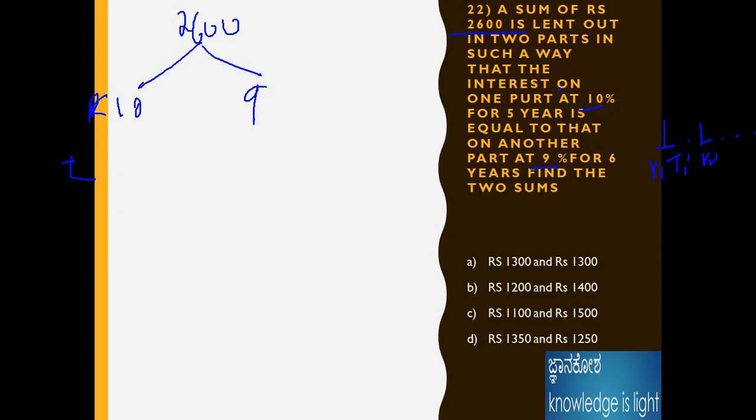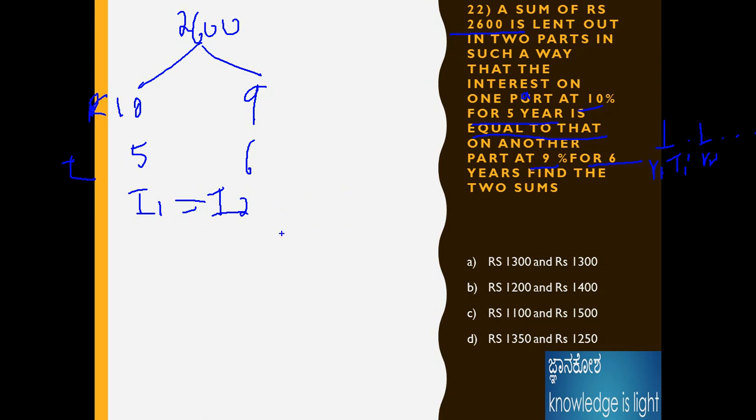And what is the time given? 10% for 5 years, as well as 9% for 6 years. One is 5, one more is 6. Therefore, the problem says to divide it into two parts in such a way that, find the two sums. Here it is given that I1 is equal to I2, the interest of one part equals the interest of the other part.